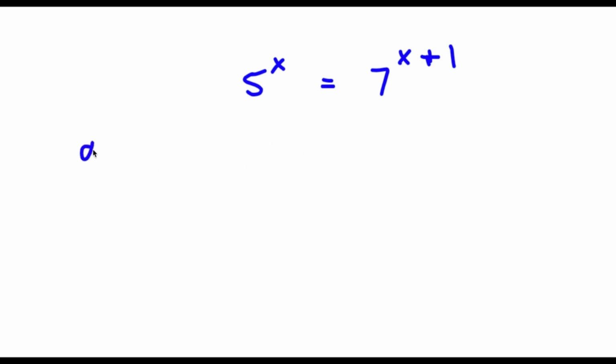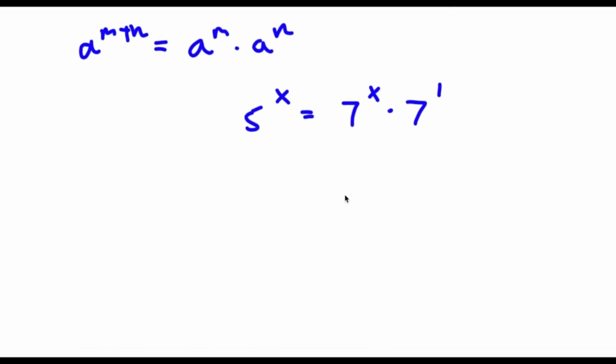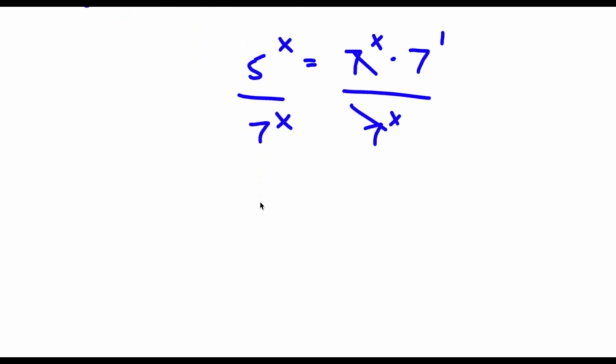Now if I have something in the form a to the power of m plus n, this is equal to a to the power of m times a to the power of n. So 7 to the power of x plus 1, that's going to equal 7 to the power of x times 7 to the power of 1. Now I'm going to go ahead and divide both sides by 7 to the power of x. So then these two cancel out. Now I'll have 5 to the power of x over 7 to the power of x is equal to 7 to the power of 1.